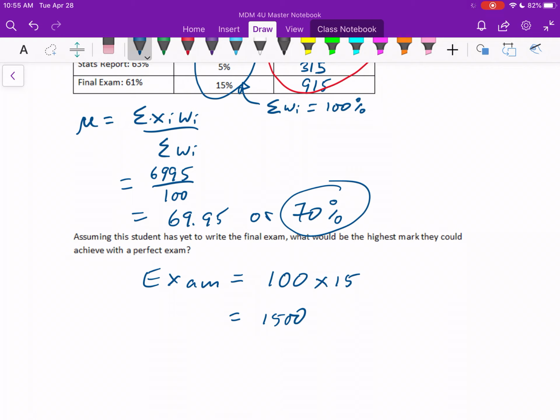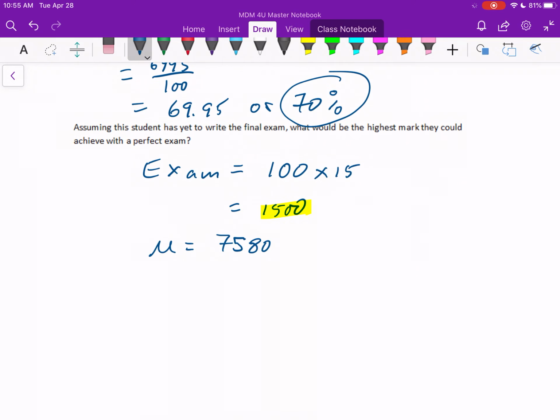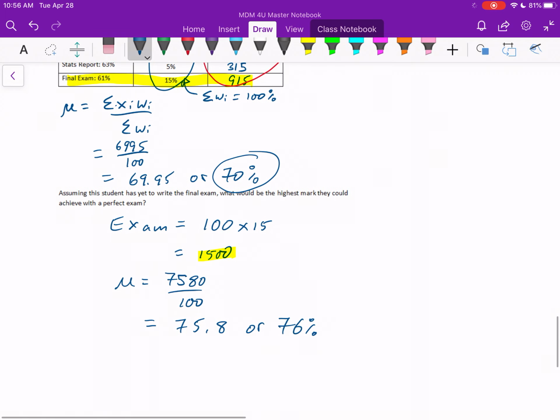So mu, in this case, I'm going to swap out this 915 here with the 1,500. We're going to take away the 61% they got, pretend that hasn't happened yet, and pretend instead they got 100%. So when we add that instead, I get obviously a different numerator, and so mu is going to equal 7580, which is the new total they get with a 100% exam, still divided by 100%, and that means they could get 75.8, or about 76% overall. So we can play what-if games as well by swapping certain numbers out and playing around with them.